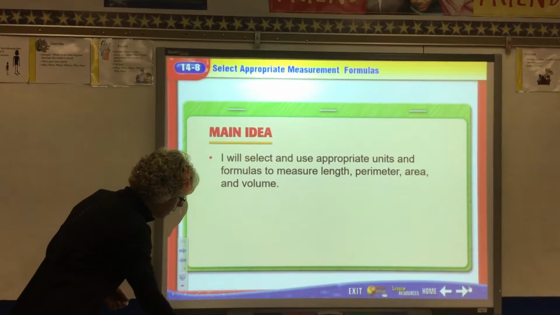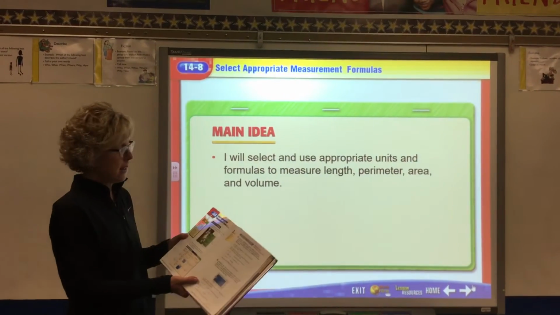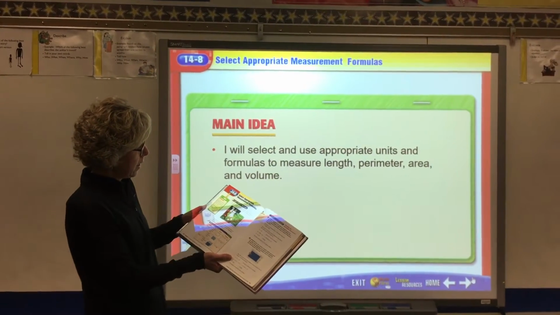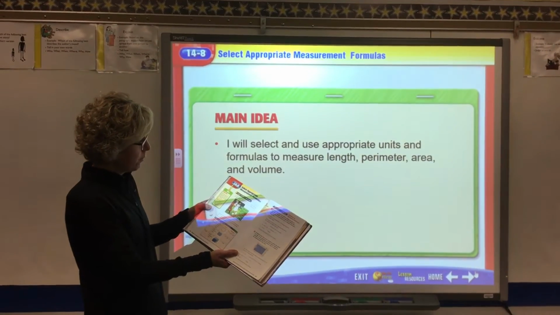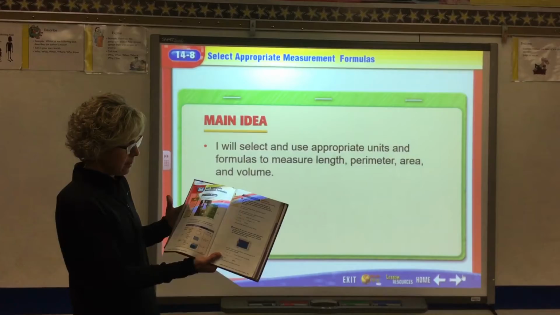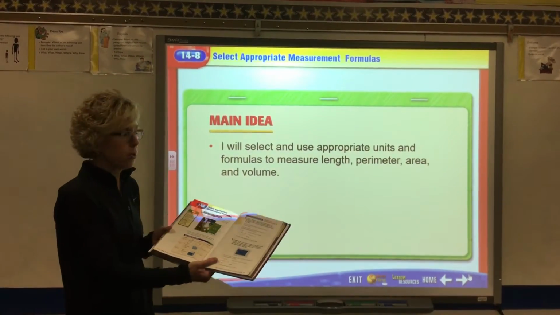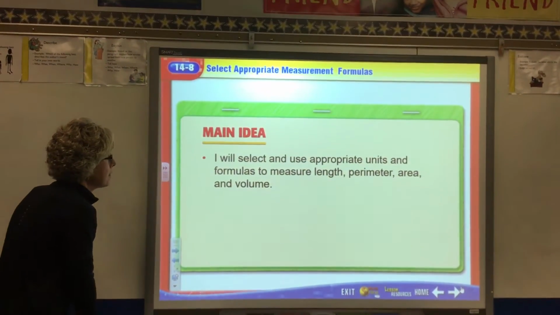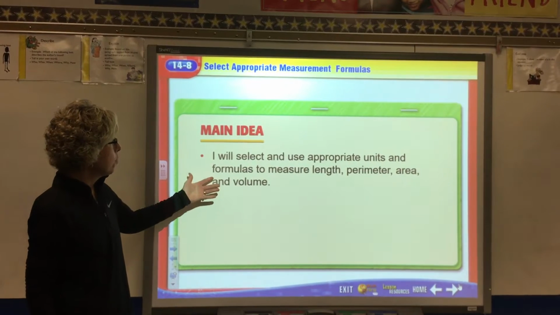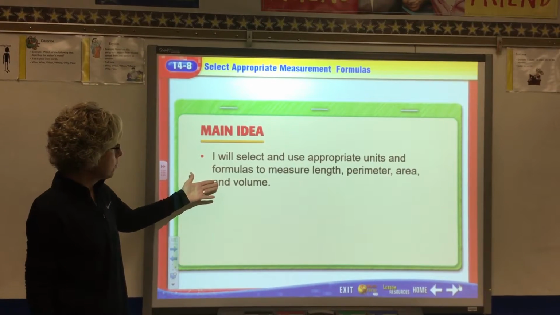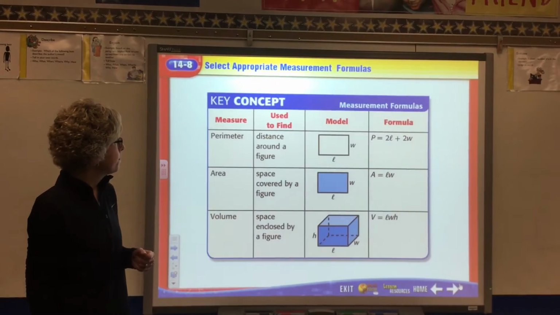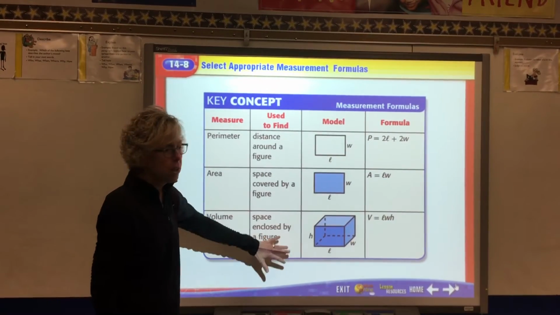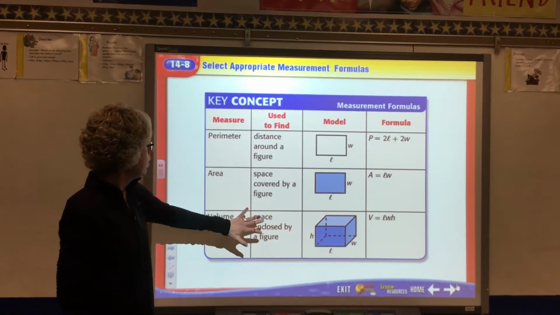So when you are referencing this lesson, you can look in your book, chapter 14, lesson 8, on page 644. Here you'll also see some information that will help you as you go through this lesson. As I said, we're going to select and use appropriate units and formulas to measure length, perimeter, area, and volume. This is the key concept chart that is in your book that you can look over.